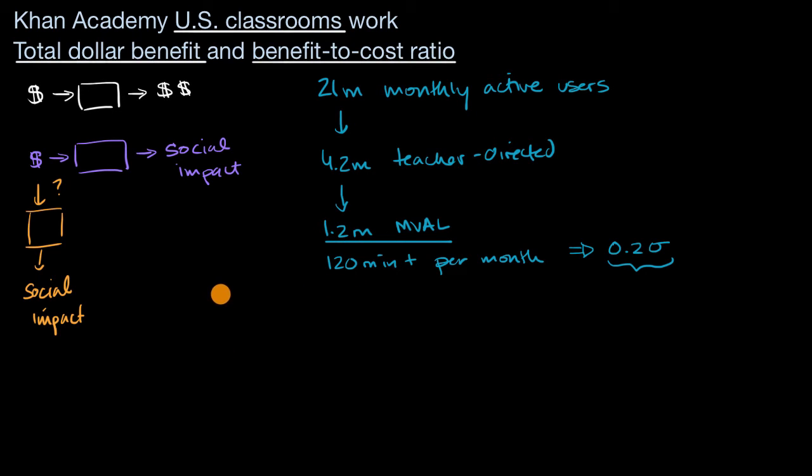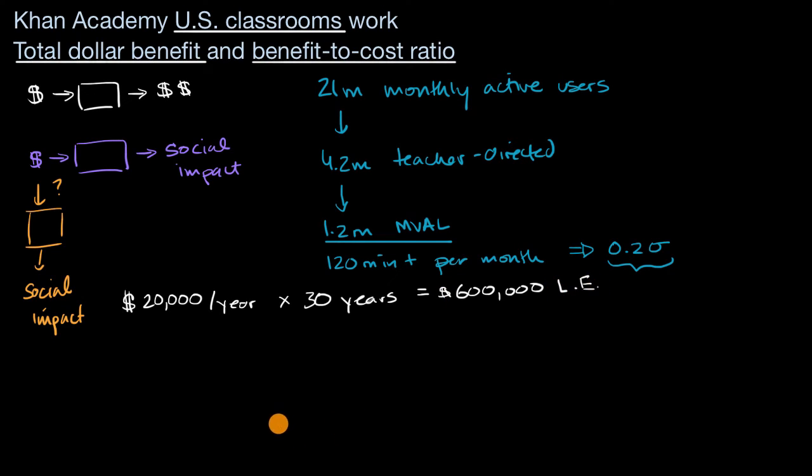So we could say, all right, if we very, very conservatively estimate that the average annual income of these students will be $20,000 per year, and let's say they will be working for 30 years, so times 30 years, that would get you to $600,000 in lifetime earnings, very conservatively. I'll just say LE for short.